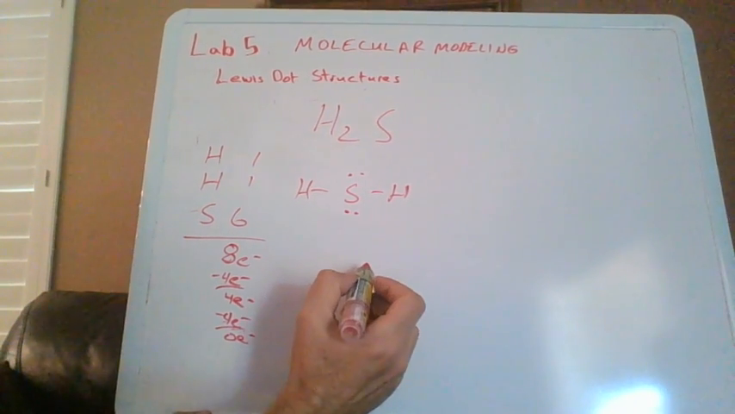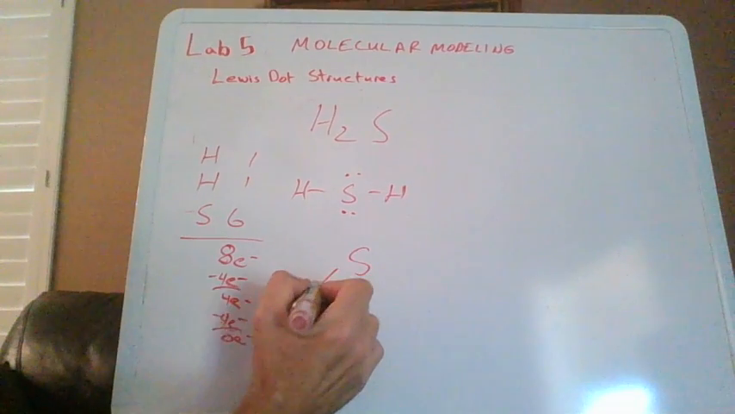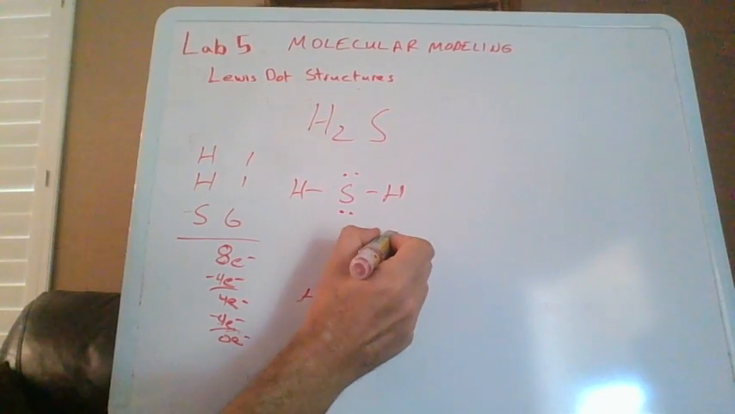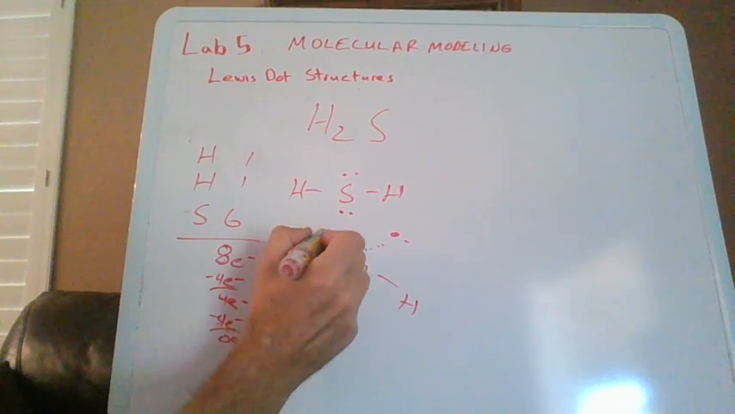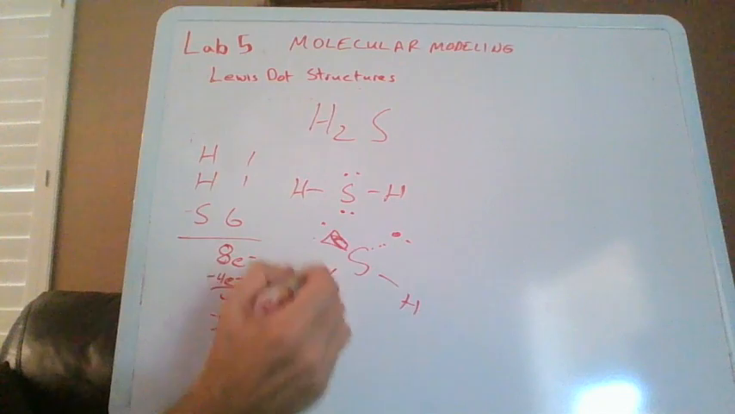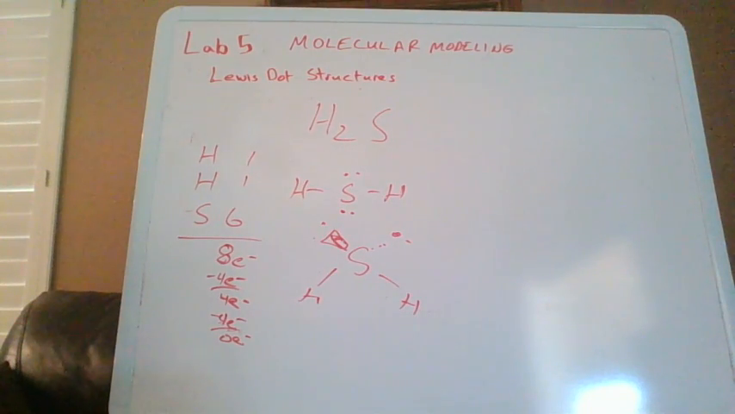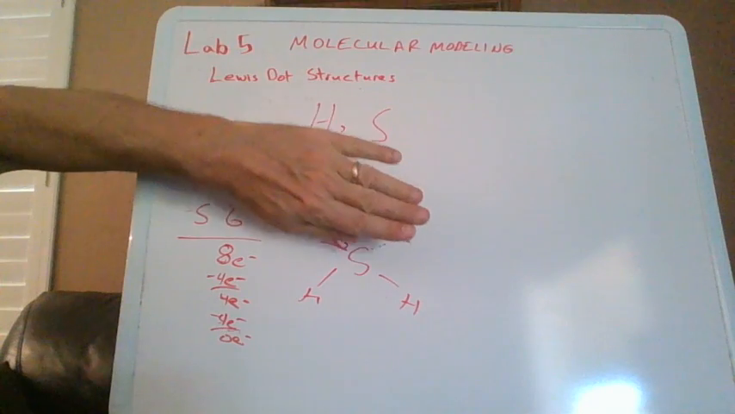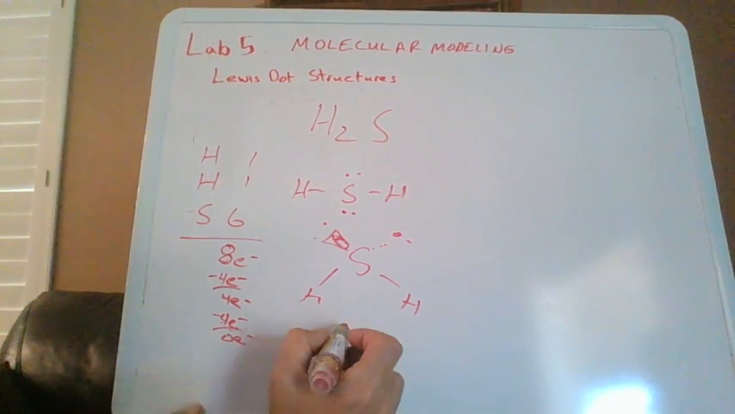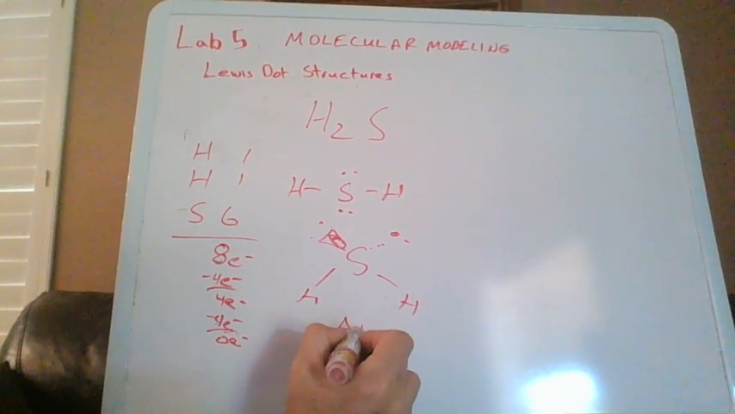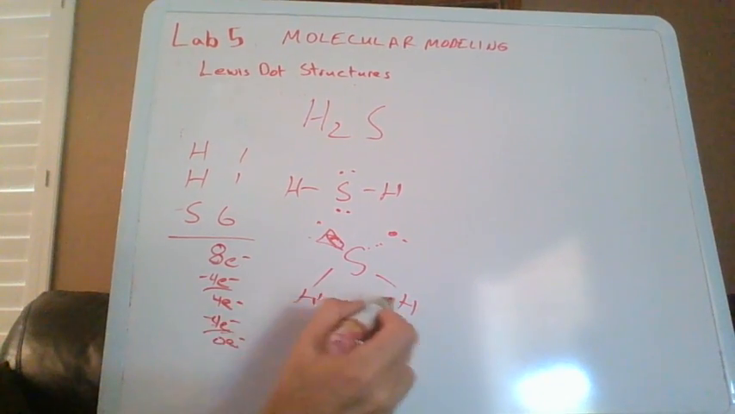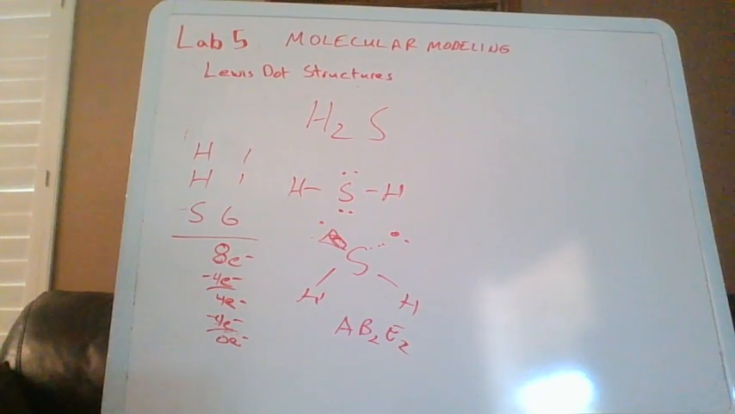Now if we wanted to look at the 3-dimensional shape, we'd have this shape here, just kind of like water, where we'd have a pair of electrons sticking out of the board and a non-bonding pair behind the board. So again, the shape of the electron pairs is tetrahedral, but our actual molecule, if we ignore those, would be bent. All right, I forgot to do this on the last one, but this would be AB2E2. We have 2 atoms bound, and we have 2 electron pairs.